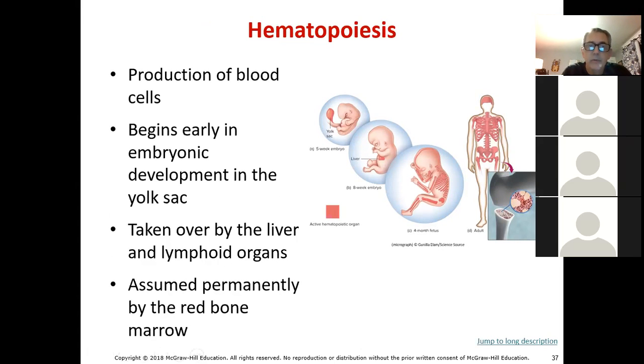Production of blood cells begins in early embryonic development in the yolk sac. It is taken over by the liver and lymphoid organs, and assumed permanently by the red bone marrow, which makes the red blood cells and is also a place where B cells are made.